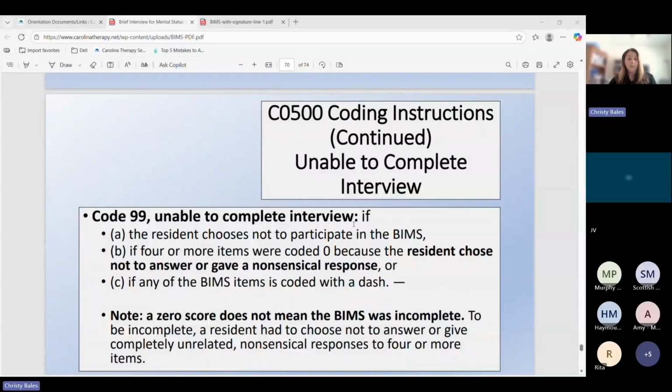Code a 99 if unable to complete the interview, if the resident chooses not to participate in the BIMS, if 4 or more items were coded 0 because the resident chose not to answer or gave nonsensical responses, or if any of the BIMS items were coded with a dash. A 0 score does not mean the BIMS was incomplete. To be incomplete, a resident has to choose not to answer or give completely unrelated nonsensical responses to 4 or more items. Somebody can get a 0 for every item because they have tried but answered everything incorrectly. So they're very different scores. 0 and 99 are very different. We've got to make sure that we're coding those correctly.